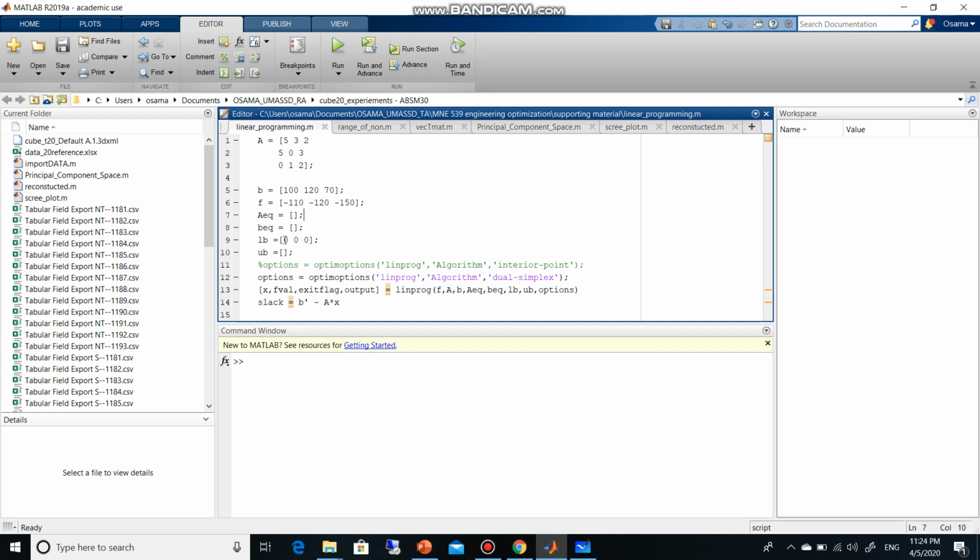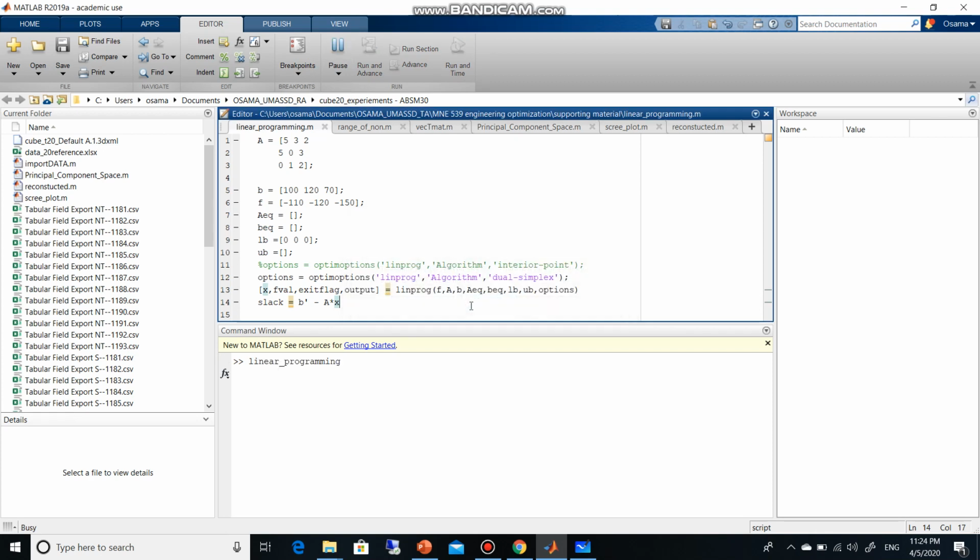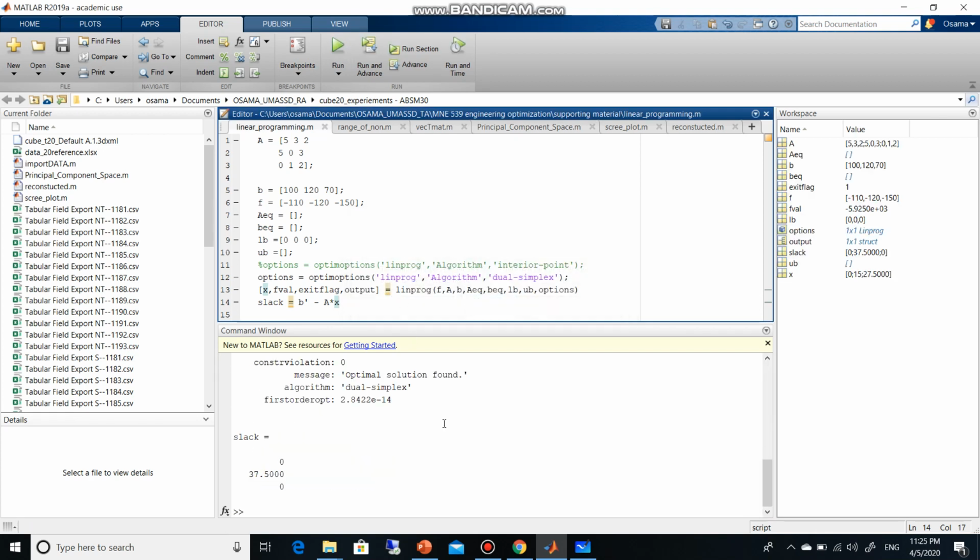Then we have the 0 for the lower bound. We have the objective function with a minus because it is a maximization problem. So basically this code will generate the optimal solution for your linear programming system. Well, this line here is to calculate the slack. So then run the code over here.